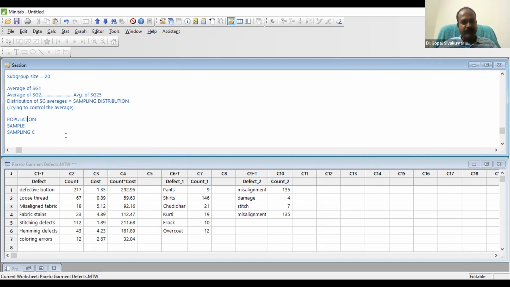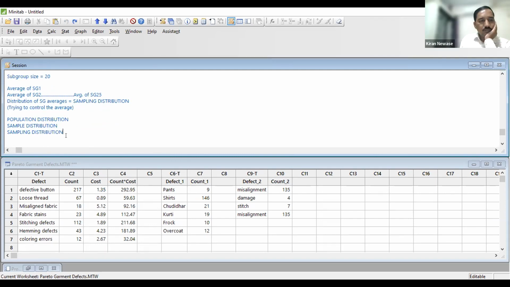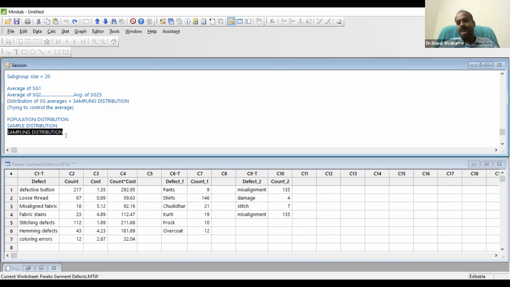All of you know population distribution. You all know sample distribution. Now I am introducing sampling distribution. If you want to understand the population, better to work with the sampling distribution. Better to work with sampling distribution than sample distribution.